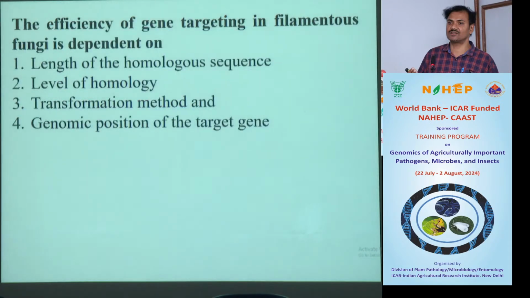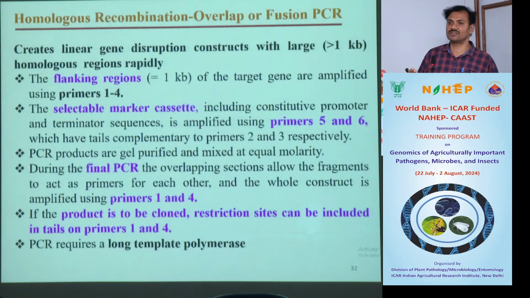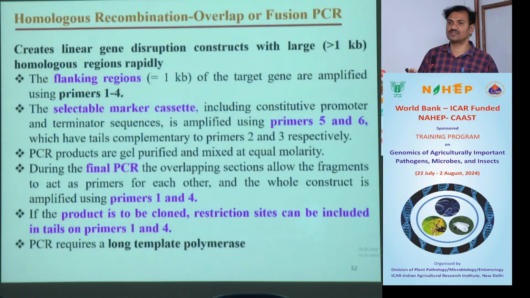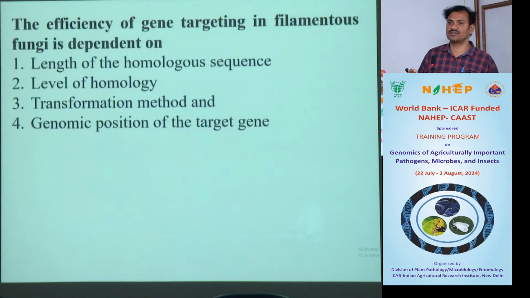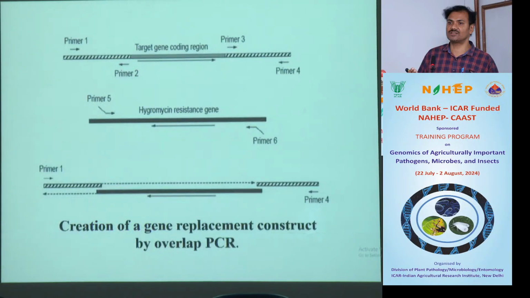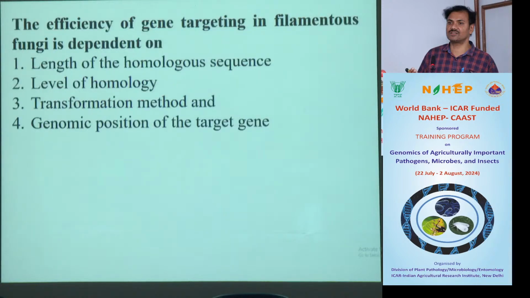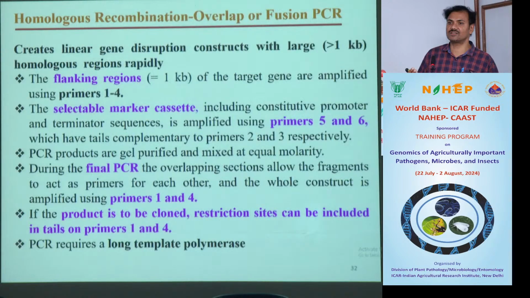So this is the thing, the length of the homologous sequence. The length of the homologous sequence means how much your flanking region is homologous with the target genome. Then the level of homology means how much similarity they have. And then the transformation method and the genomic position all play a major role. So this is what is called homologous recombination. But in the case of plants, this is not very common.